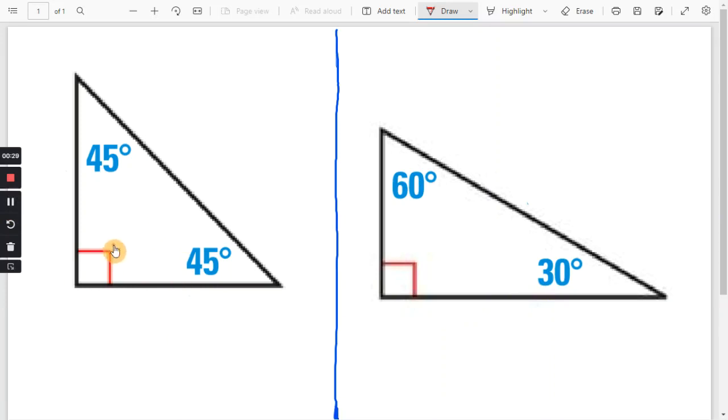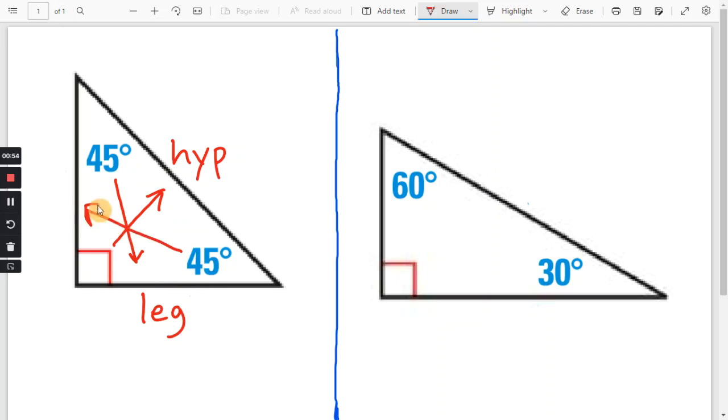Okay, in all cases, when you go across from your right angle, from the angle to the side, that is considered your hypotenuse. I'll just abbreviate HYP. When you go across from the 45-degree angle, that is considered a leg. And the same is true with the other 45-degree angle. When you go across from the angle to the side, that is considered a leg.